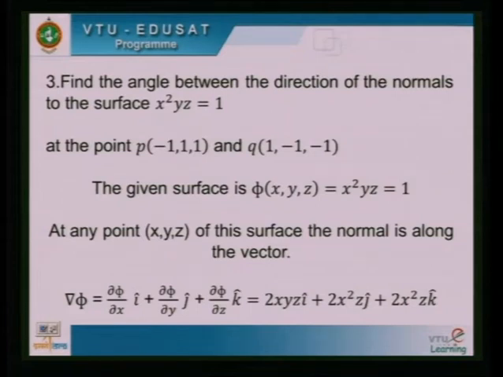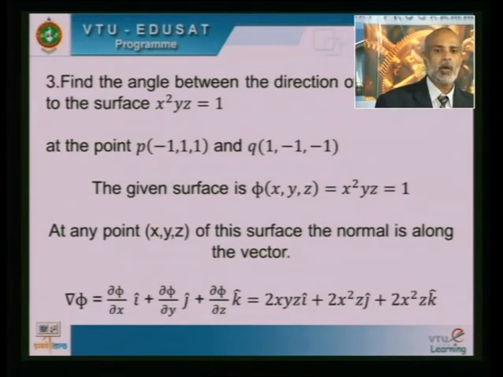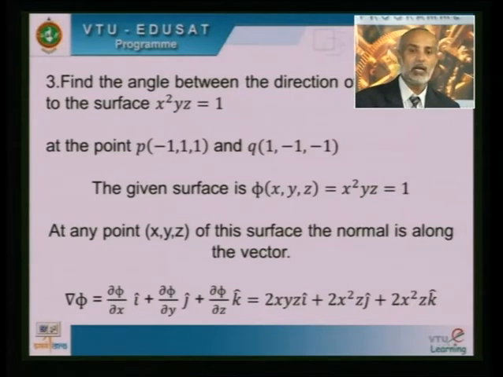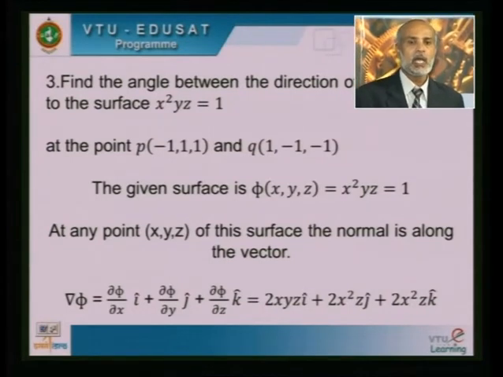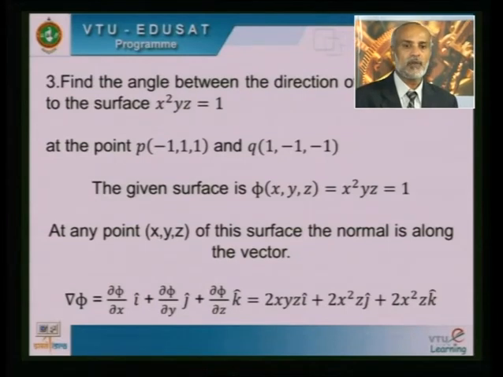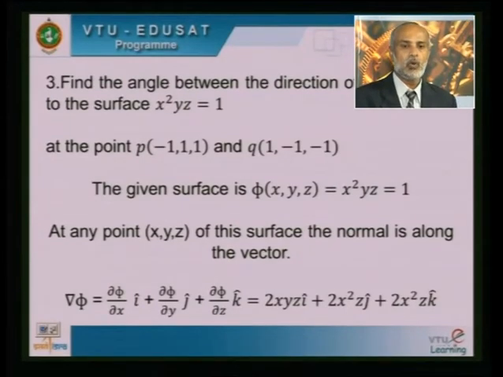the gradient of phi. The gradient of phi is dou phi by dou x i cap plus dou phi by dou y j cap plus dou phi by dou z k cap. Now differentiate partially with respect to x. The given surface is phi of x, y, z equal to x squared y z equal to 1. Here y z is constant, x squared differentiates to 2x, and 1 is 0. Then dou phi by dou x is 2xyz i cap.